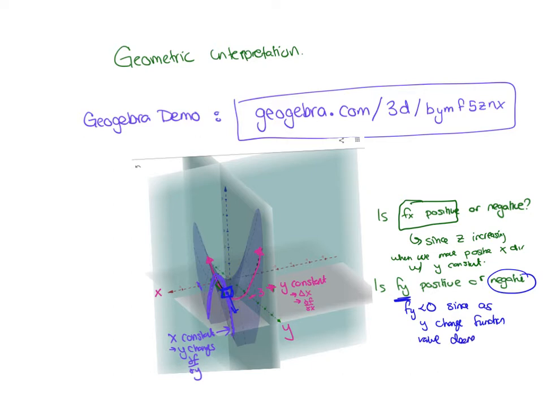So these partial derivatives allow me to describe the increasing and decreasing behavior as I move either in the x direction or in the y direction. We just have to be careful, right? When x is constant, that's the partial with respect to y, and when y is constant, that's the partial with respect to x. If you want to see a three-dimensional demo of this, you can go and check out this GeoGebra demo at this web address. Kind of play around with it some.